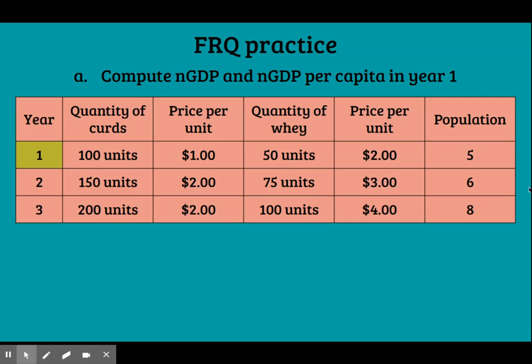Let's start with the curds. 100 units times $100 equals $100. Sorry, 100 units times $1 equals $100. Anyway, now for the whey.